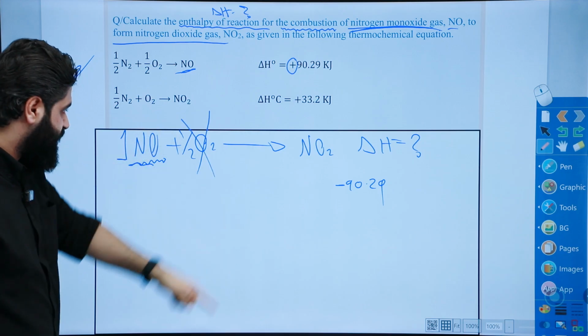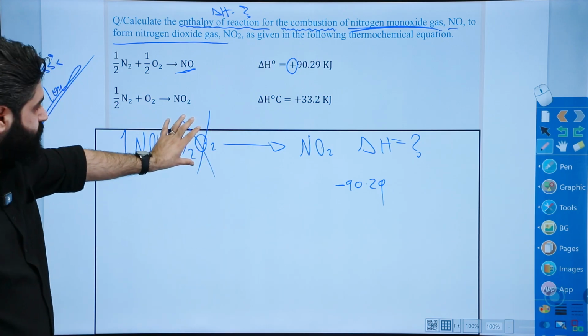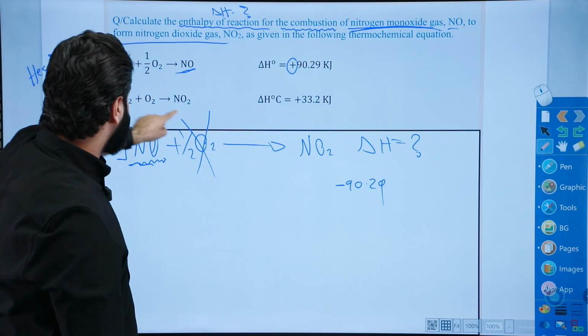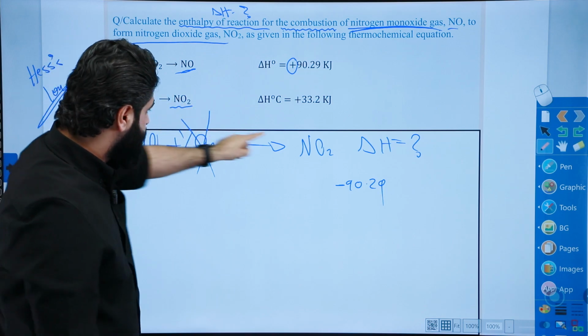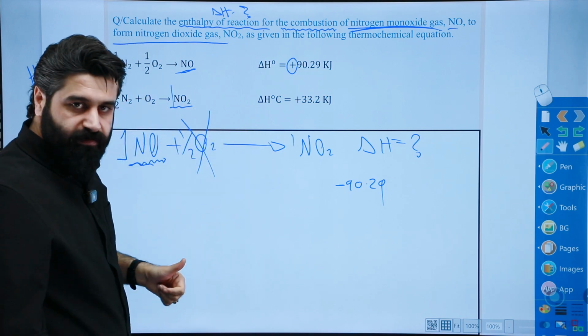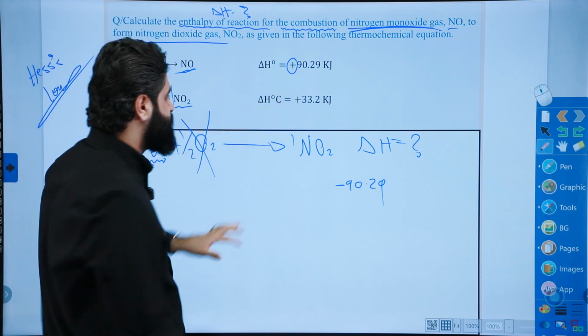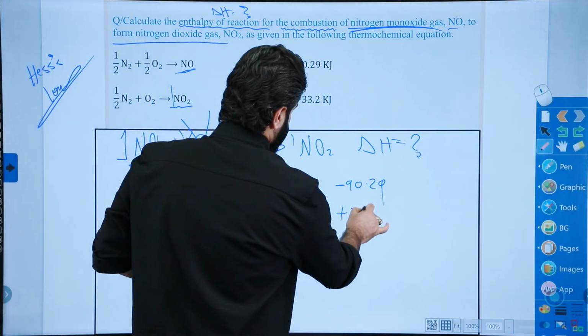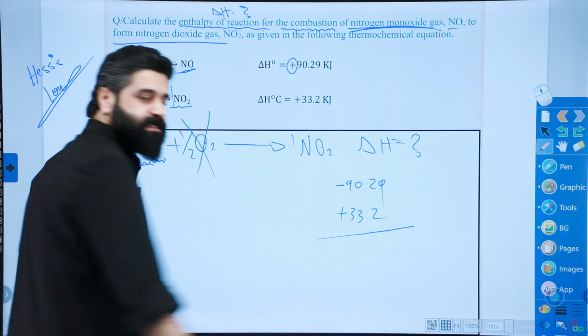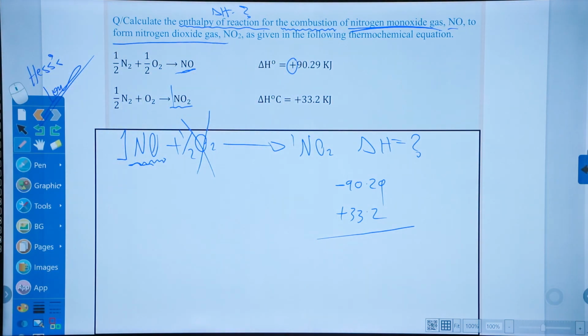Then O2 is in both reactions. We don't take this. As I told you, this is a hypocrite. Good? NO2 is in the second step, right? Number of moles is okay. Then position is okay. Take this number the same as it is, 33.2. Just use your calculator. You'll get the answer very easily.